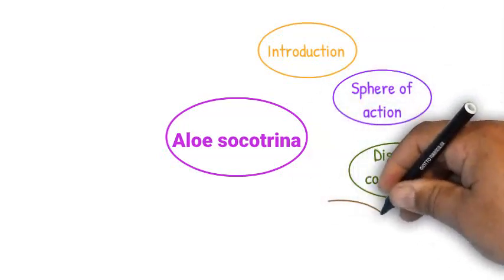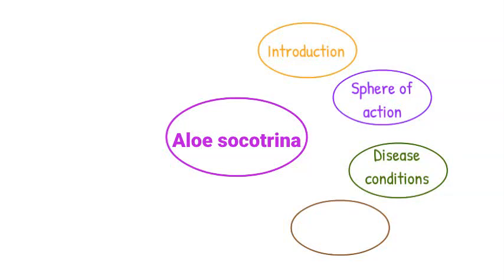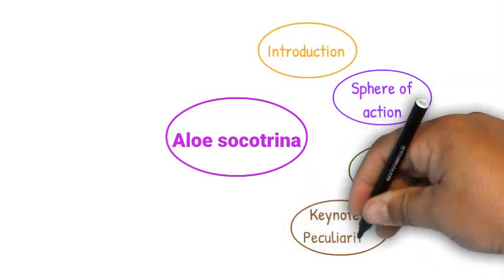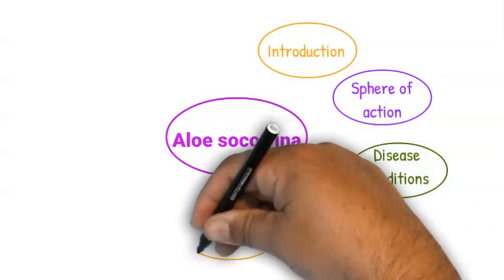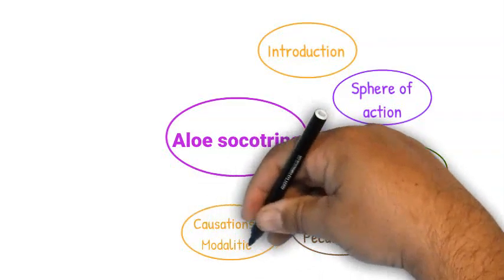But only disease conditions or the signs and symptoms are not sufficient for a homeopath to prescribe. For a good homeopathic prescription, we need keynotes or the characteristic symptoms. So we will discuss the characteristic symptoms or the keynotes of this drug. Then we will discuss some important causations and modalities.